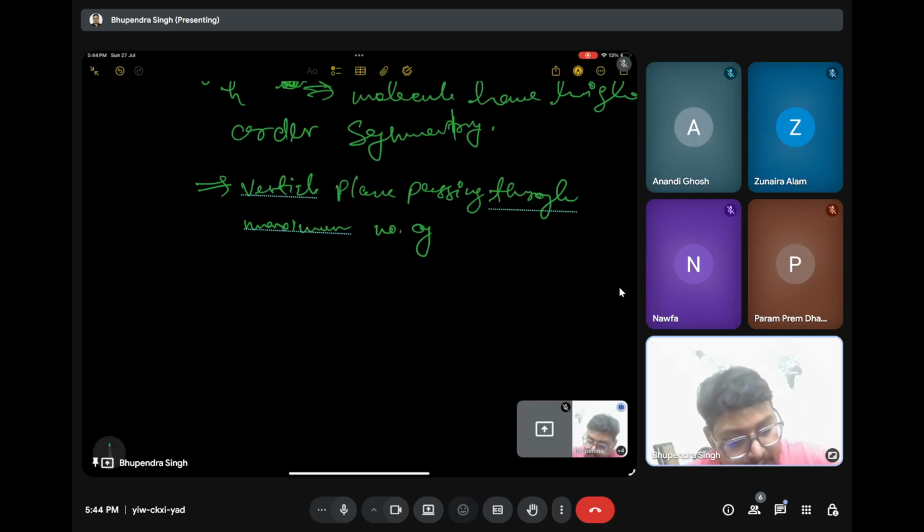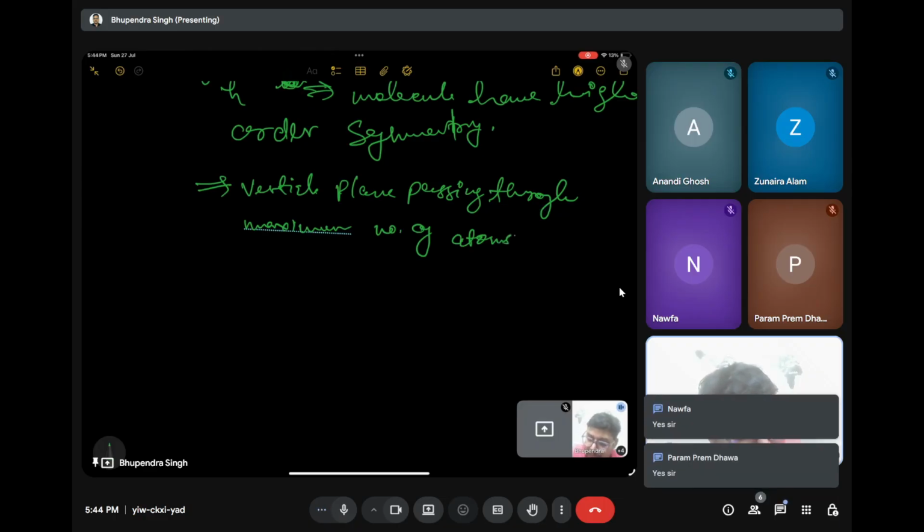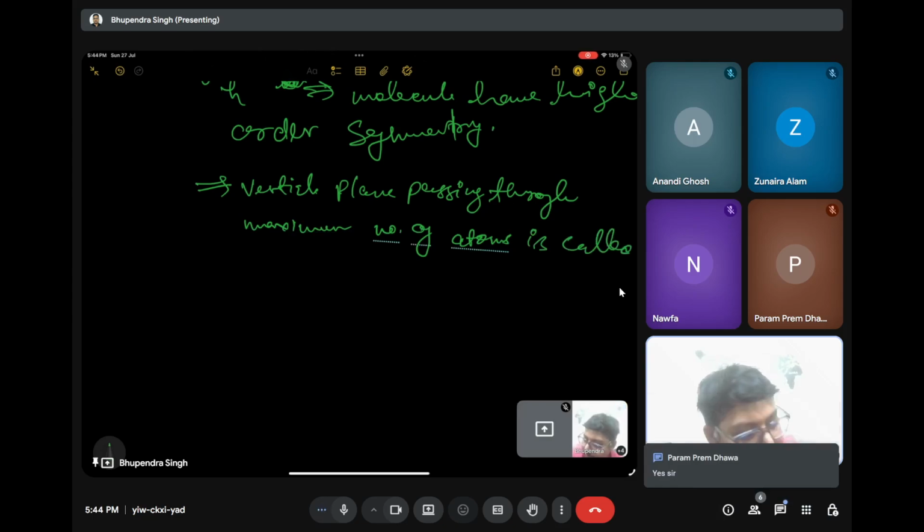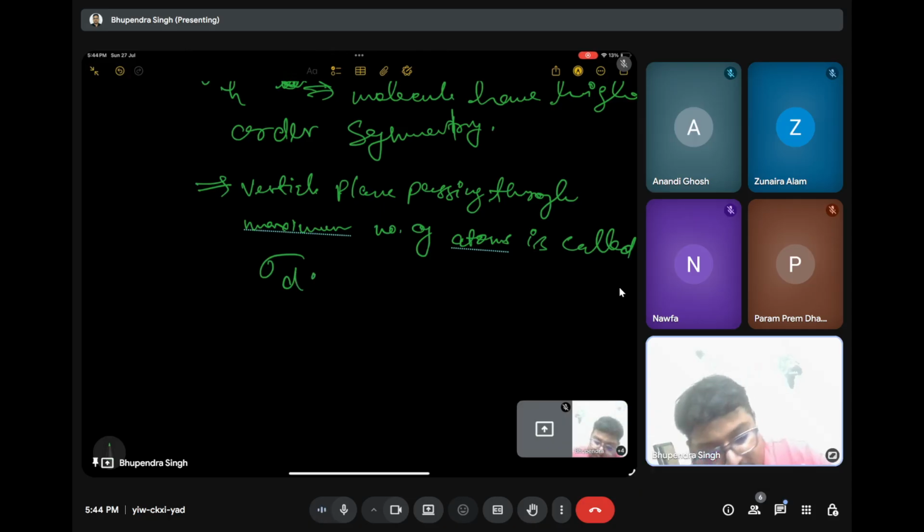A vertical plane passing through the maximum number of atoms is called sigma D. This is also one important parameter.